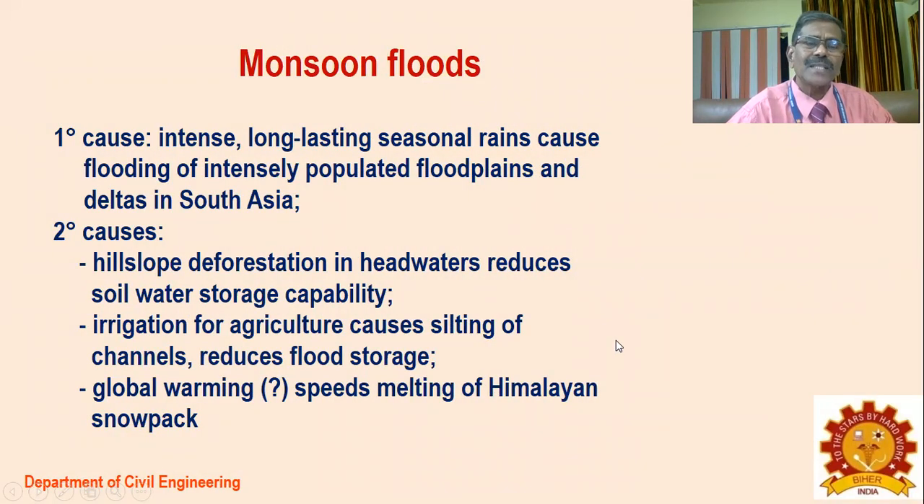So monsoon flood: the cause is intense, long-lasting seasonal rains causing flooding of intensively populated floodplains and deltas in South Asia. The second cause is hill slope deforestation in headwaters, which reduces soil water storage capability. Irrigation of agriculture causes silting of channels, which reduces flood storage, and there is global warming, and so on. Whenever the ecological balance is not being maintained, you get the monsoon floods, and sometimes pre-monsoon floods also. That is about the floods.